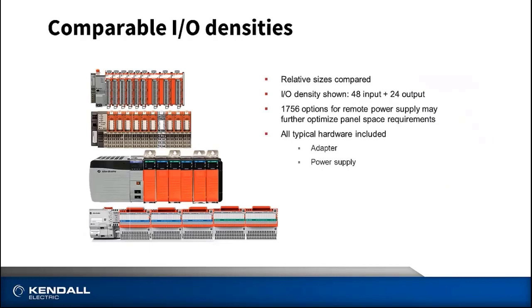Okay, this is my last slide, and this is meant to give you a relative idea of the sizes of these different I/O structures. So you see an example here for the Compact 5000, the Point Guard, the ControlLogix, and the Flex 5000 I/O structures. And the idea here is each one of these configurations is configured to support 48 safety inputs and 24 safety outputs to give you a rough idea of the different sizes.